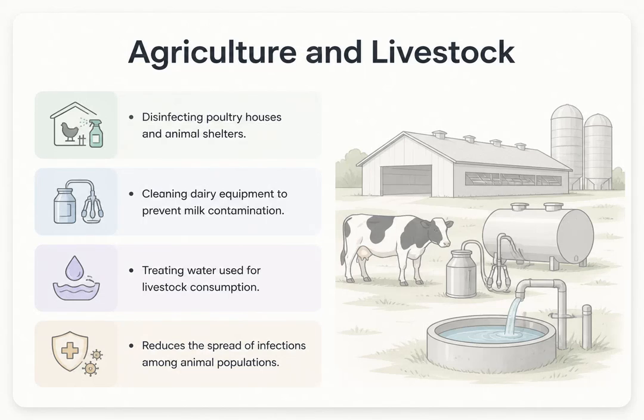Farmers also utilize chlorine compounds to maintain animal health and farm hygiene. By regularly disinfecting poultry houses and livestock shelters with chlorine-based sprays, farmers can drastically reduce the spread of infections among their herds and flocks. It is also vital in the dairy industry, where chlorine is used to clean milking equipment, ensuring that bacteria do not contaminate the milk supply. Furthermore, treating the animals' drinking water with mild chlorine doses keeps the livestock healthy.